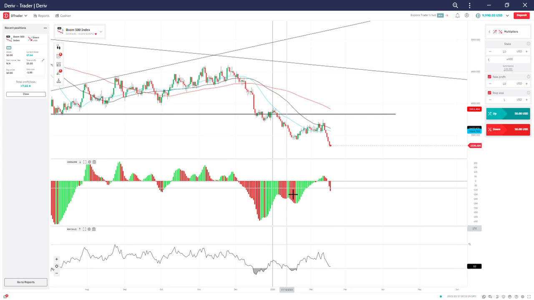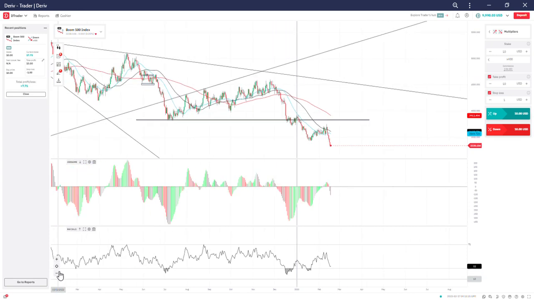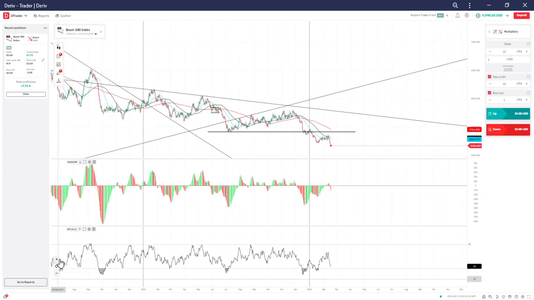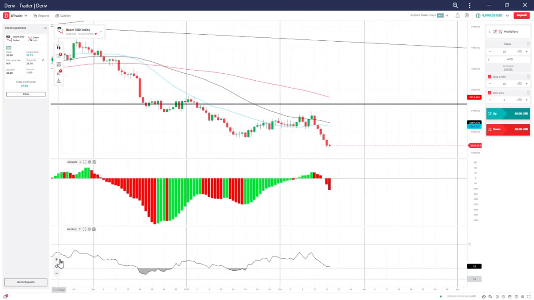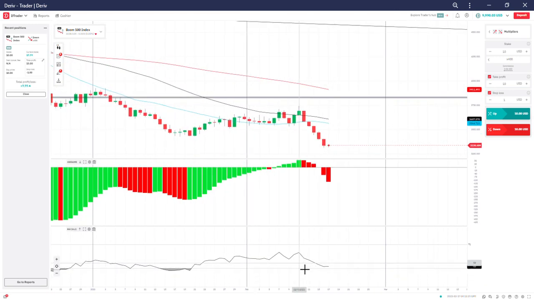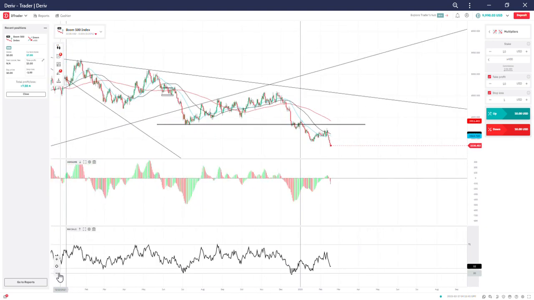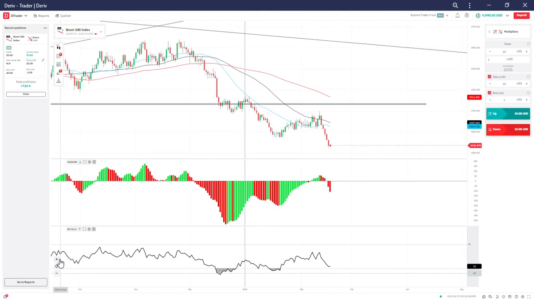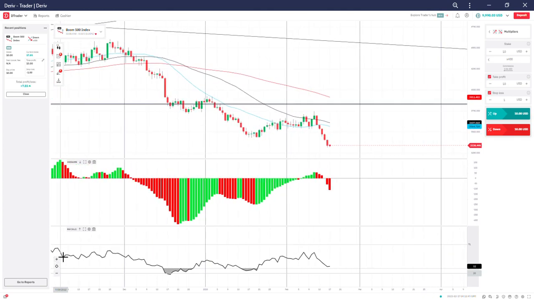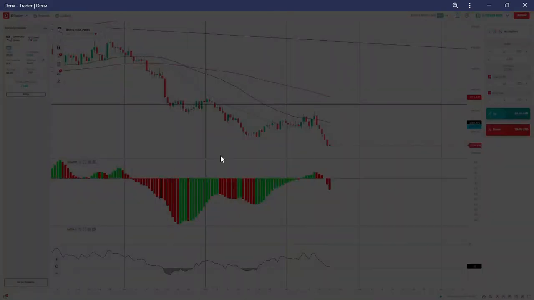Okay, so looking at our chart, the RSI has still not yet confirmed to us that this market is oversold. But looking at my chart, I can tell that this market is a bit oversold, so today we might expect some bit of bullish candles.